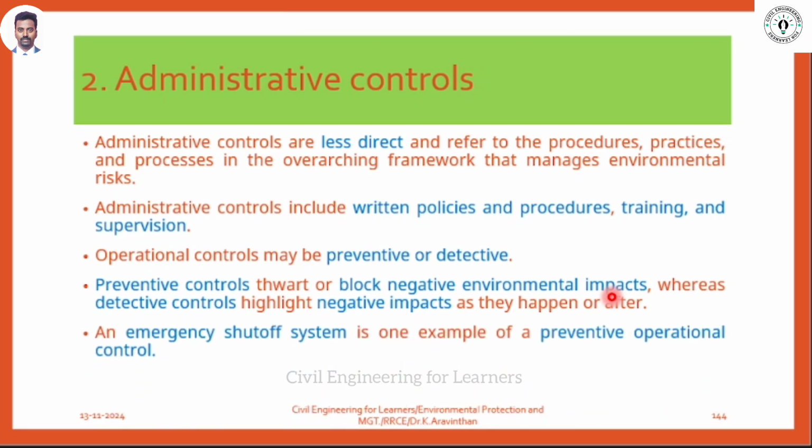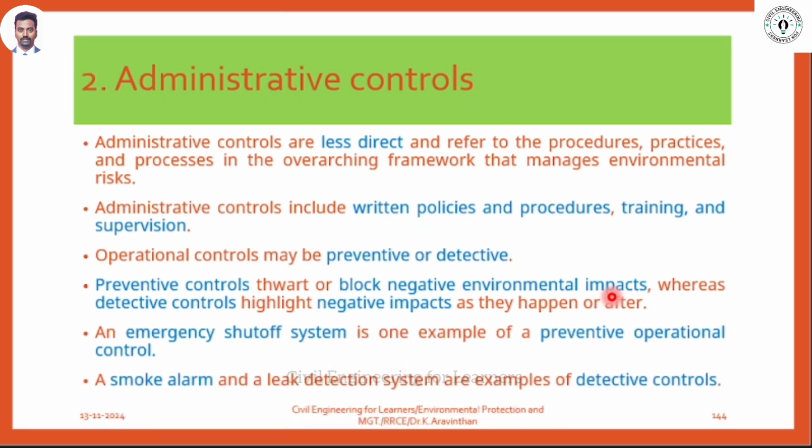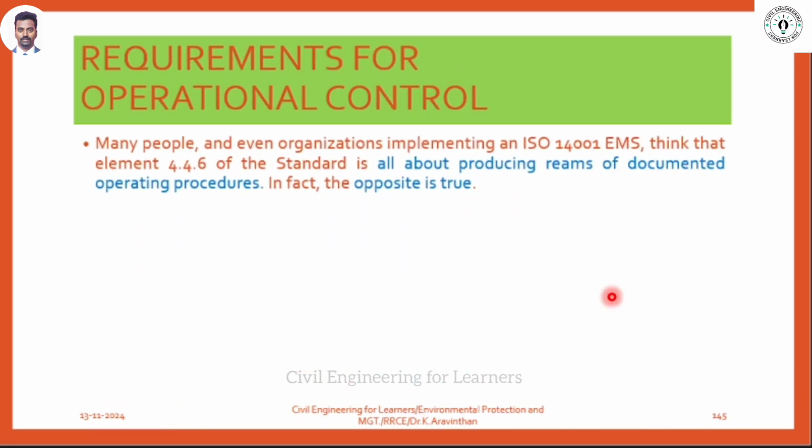And the emergency shut-off system is one of the preventive operations. Smoke alarm. This is one example I have given. Shut-off valve system is preventive. Smoke alarm is detective. After catching the fire only, the smoke alarm will shout. Something has to catch fire. So the event already happened. That is why it is called detective. Before any event is happening, whatever you do is called preventive.